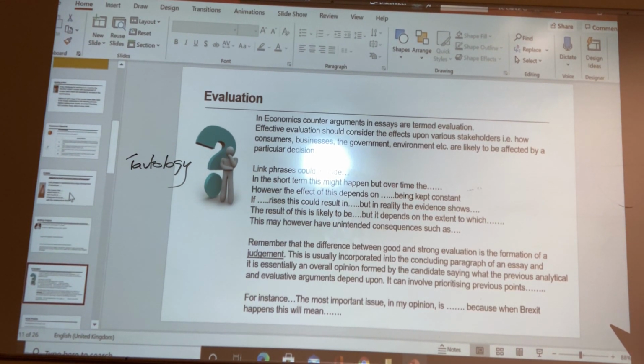So tell me a reason why unemployment might recover in the longer term. Well, because the interest rate will change again. Okay, because interest rate might fall. The bank might implement that. Correct. Put that in a sentence. In the short term, this might happen, but over time, the unemployment rate could fall again, return to previous levels because.